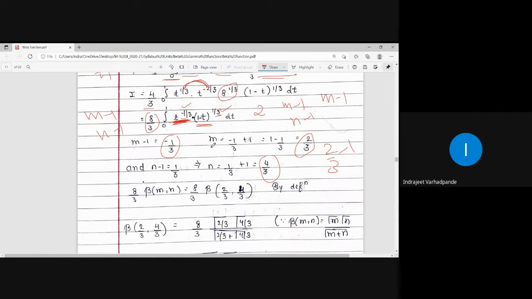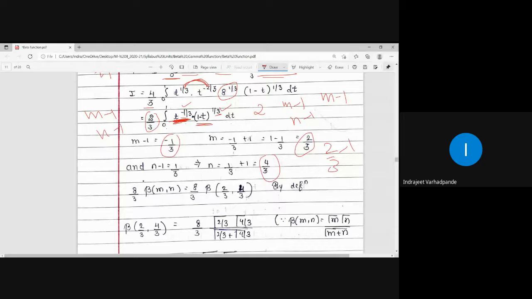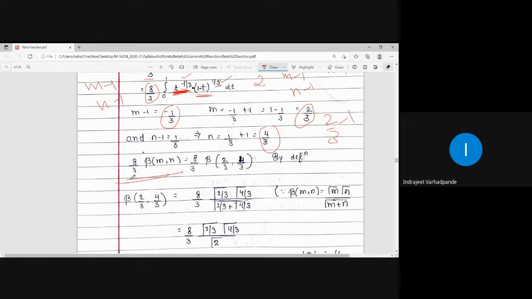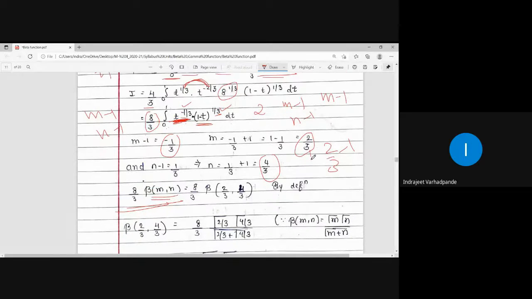So what is the exact term? 8 by 3 integral 0 to 1 t to the power 2 by 3 minus 1, (1 minus t) to the power 4 by 3 minus 1. It completely fits into the definition of the beta function. So beta mn is x to the power m minus 1, (1 minus x) to the power n minus 1 dx. So now I am getting the value 8 by 3 beta mn. 8 by 3 will be constant as it is outside, into beta 2 by 3 comma 4 by 3.